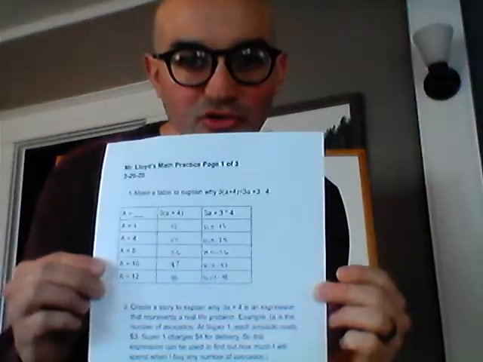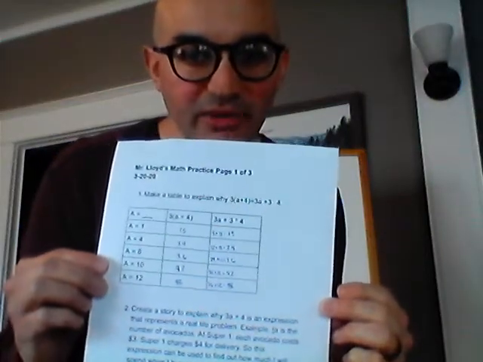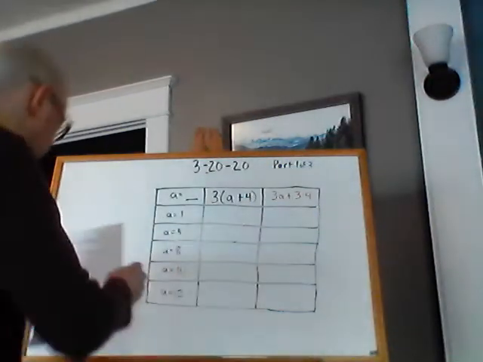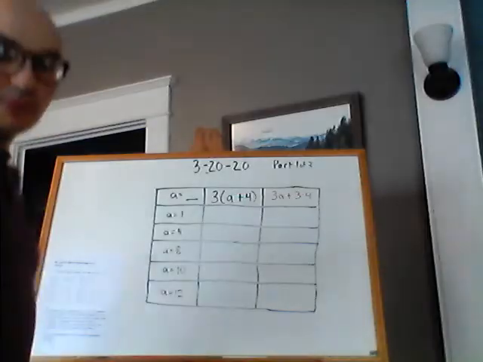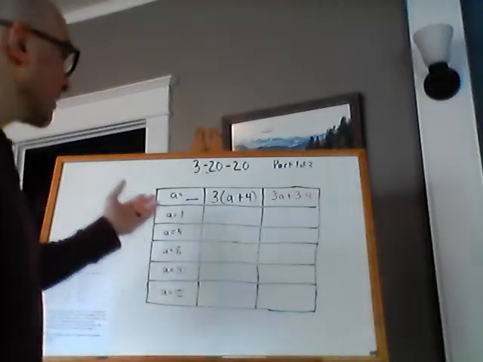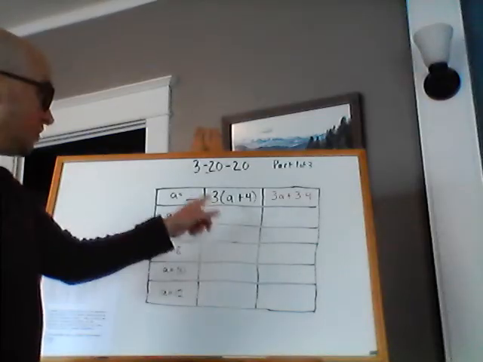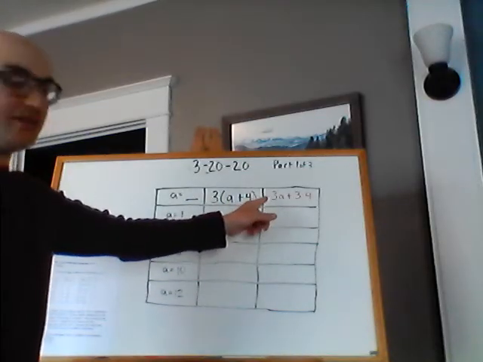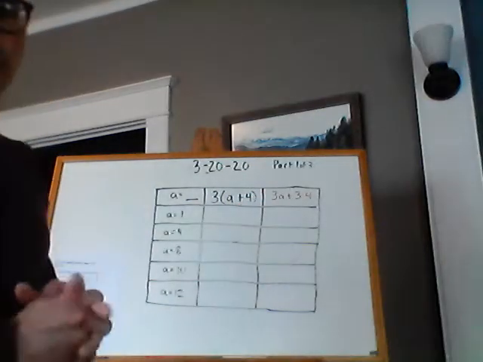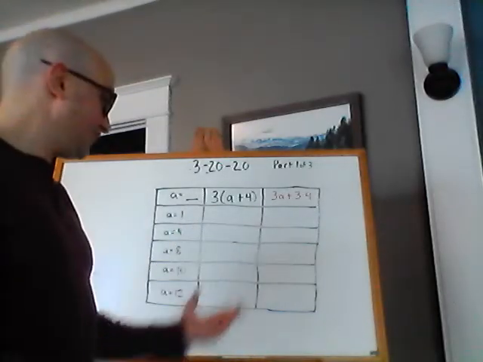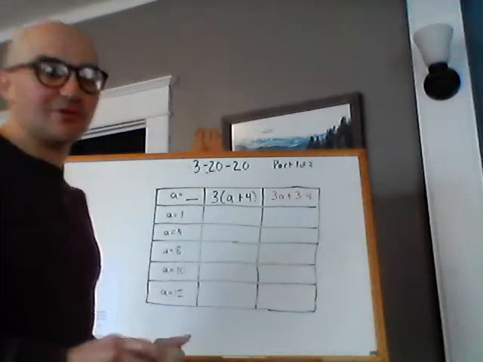I'm going to work with you to show you the solutions for Friday, page 1 of 3. This is going to be a video of 1 of 3. Okay, so paper looks like this. We're going to solve problem 1 together here. So it's giving us two different expressions, 3 parentheses a plus 4 and 3a plus 3 times 4. And I'm asking you to fill out the table here to show why these are equivalent.